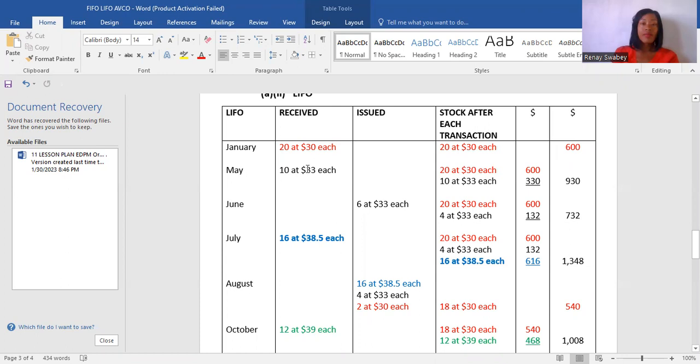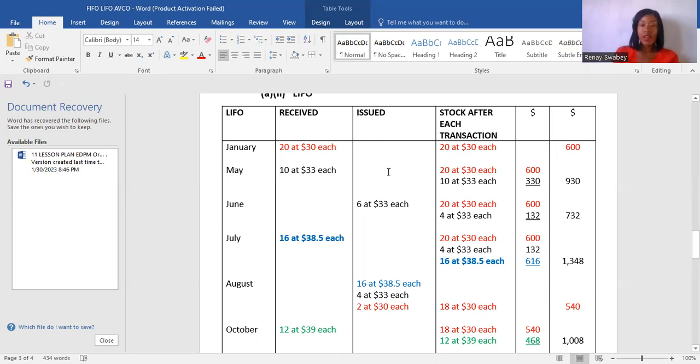In May, again, we purchased the same 10 goods for $33 because we're working with the same figures. It's just a different method. So our 10 goes at $33. We sold none in May. Let me pause for a moment in case I'm going too fast.